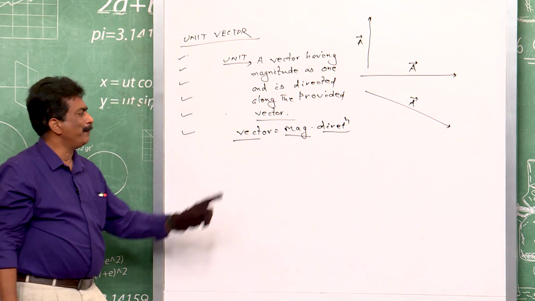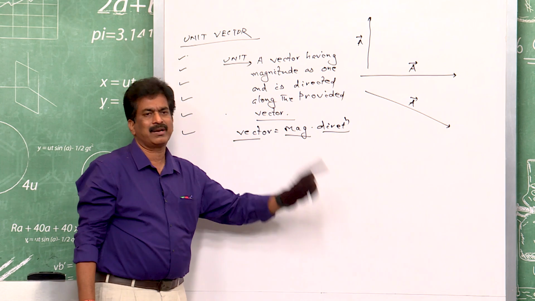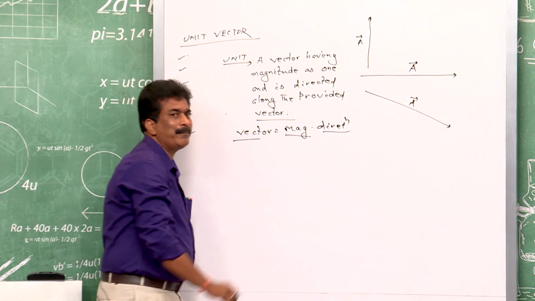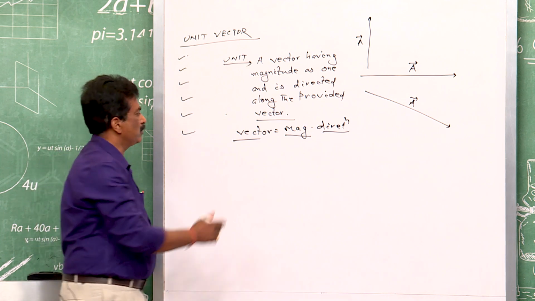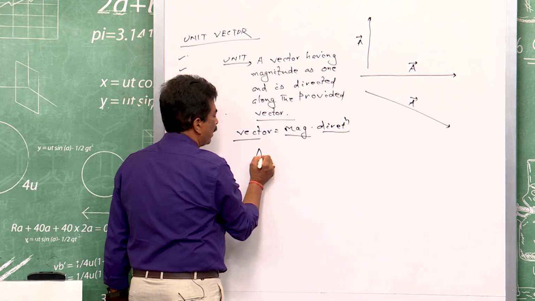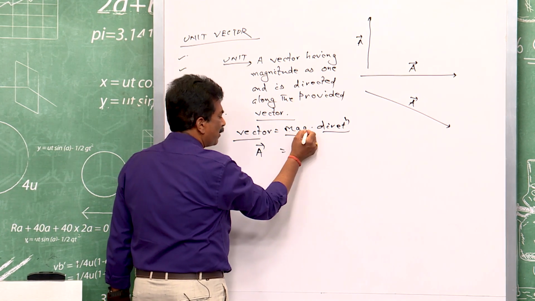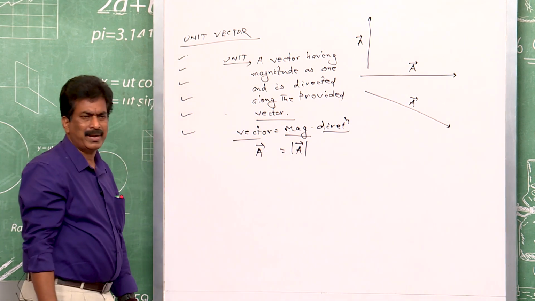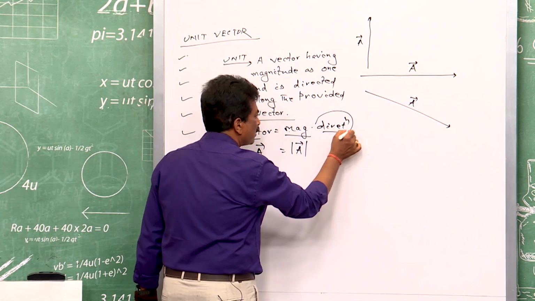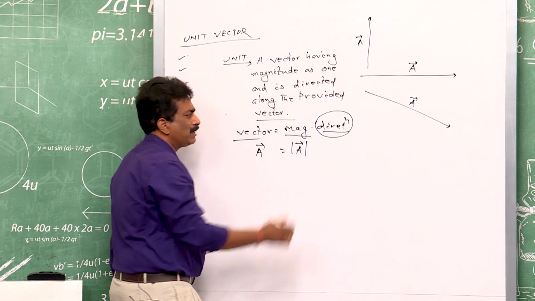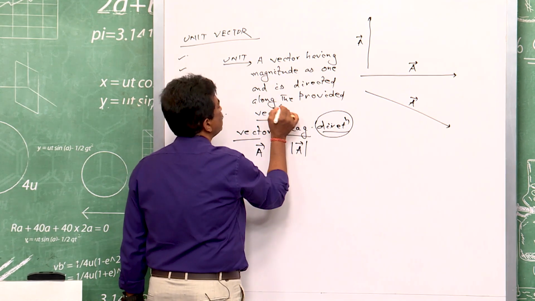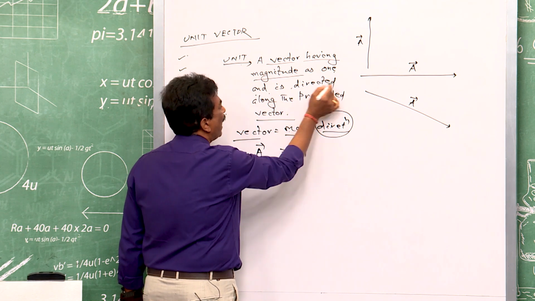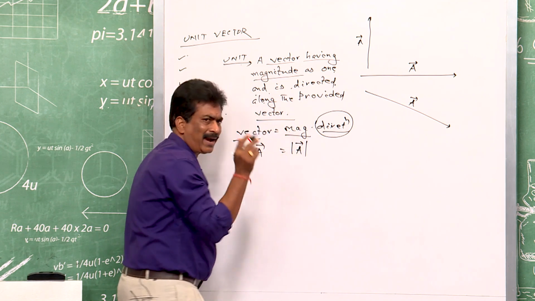As I said, magnitude and direction alone is not 100% correct; it will satisfy the vector law of addition. So, if a vector is A, then its magnitude is mod A. This is the magnitude, and the direction which we have written here, that direction you see, this is the unit vector. A vector having magnitude as 1 and directed along the provided vector.